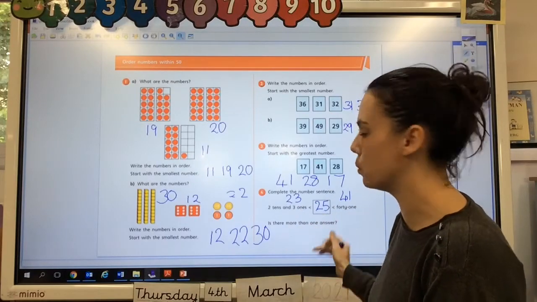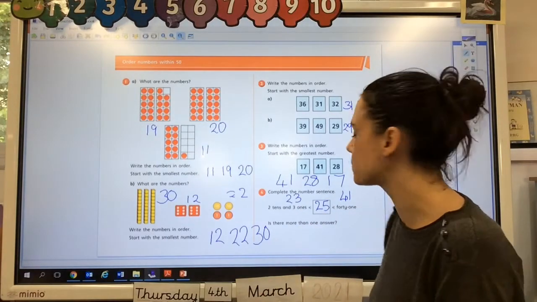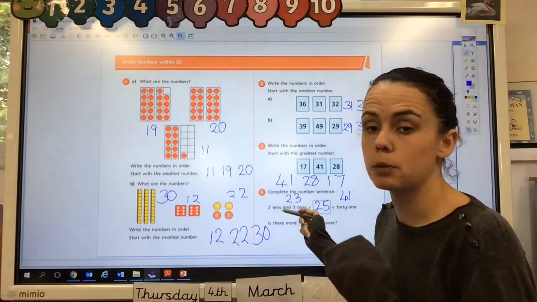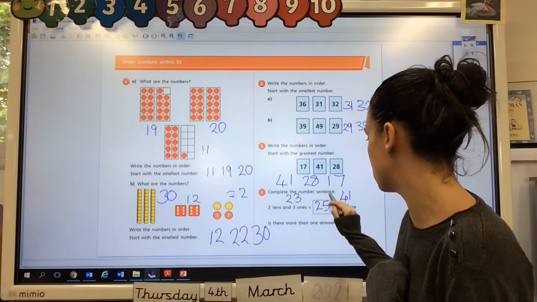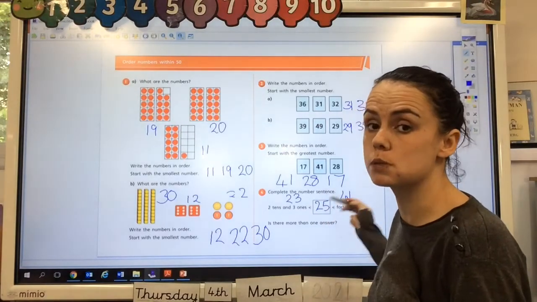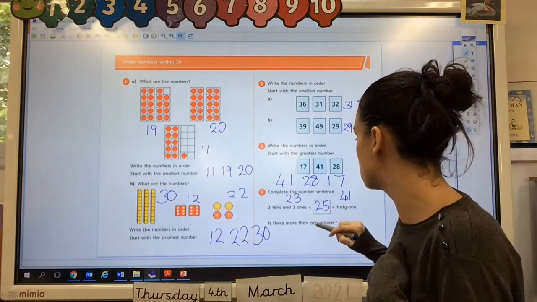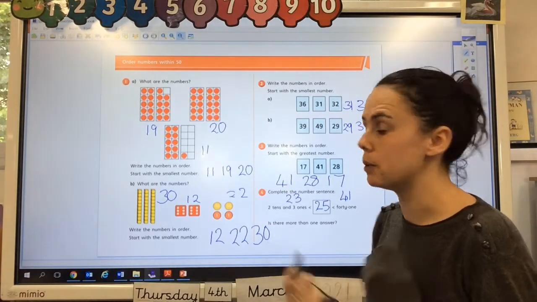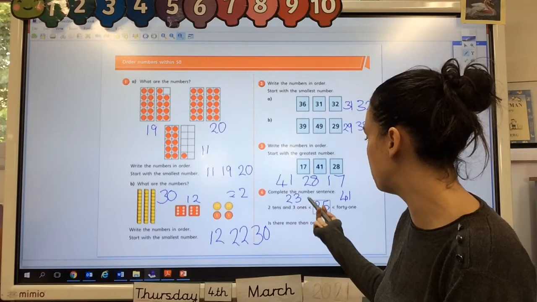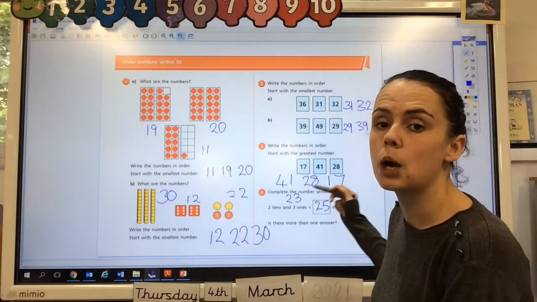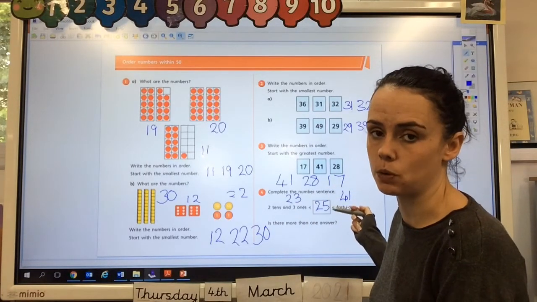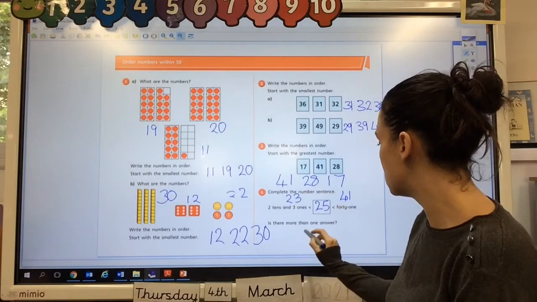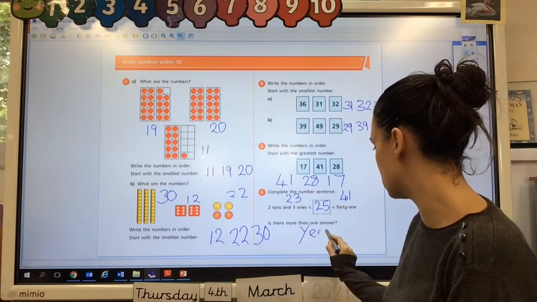Is there more than one answer? Could we have more than one answer? Could we have the number 24? Yes, because 23 is smaller than 24, but it's also smaller than 41. Could we have 50? No, because 50 is bigger than 23, but it's not smaller than 41. So it has to be a number that fits between 23 and 41. So the answer here is yes, you could have more answers.